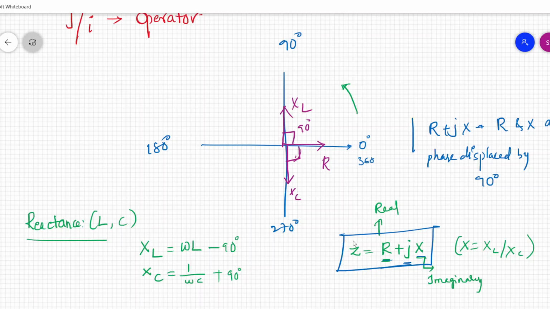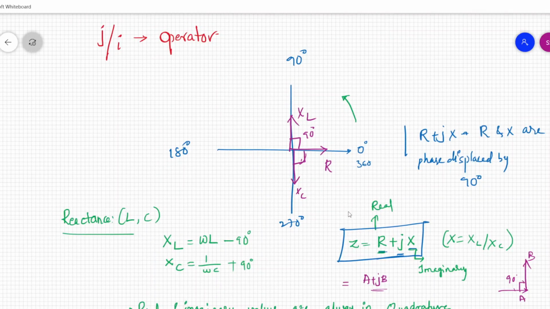The j operator will create a phase angle difference between the real value and the imaginary value, that is a 90 degree phase displacement will be created by the j operator. The j operator can also be called the i operator. Okay, so whenever I mention a vector, that is A plus jB, that means A and B are 90 degrees phase displaced. A, this is B, and there is an angle of 90 degrees. So to indicate the 90 degree phase displacement, we are mentioning j here. Okay, so this is about the j operator. The j operator will create a phase displacement of 90 degrees. That is to be understood.